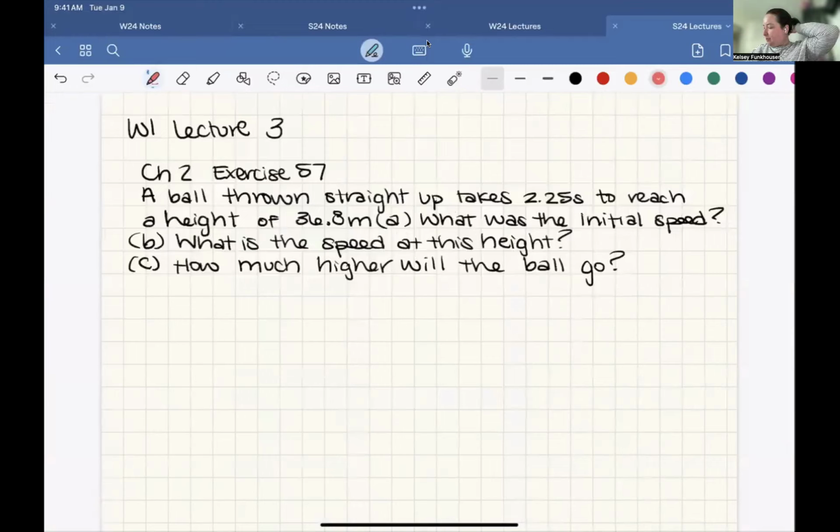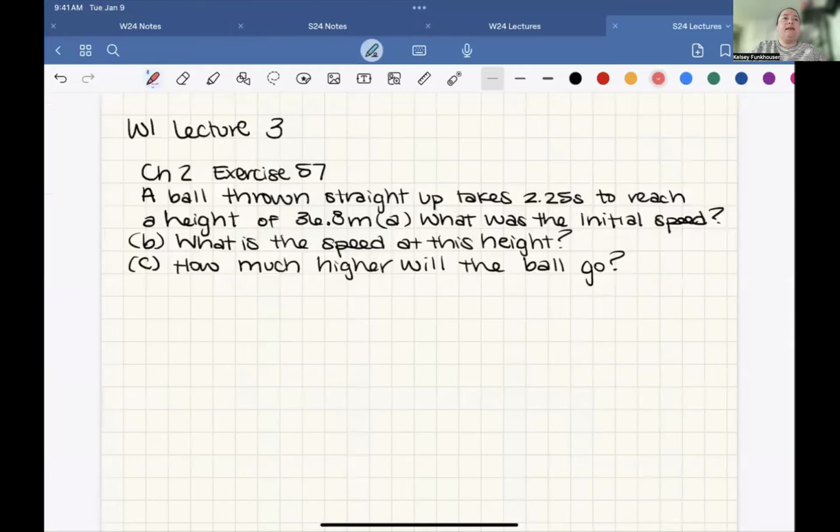Now we're going to do this example from chapter 2, exercise 57. A ball is thrown straight up. A ball thrown straight up takes 2.25 seconds to reach a height of 36.8 meters. A, what was the initial speed? B, what is the speed at this height of 36.8 meters? And C, how much higher will the ball go?